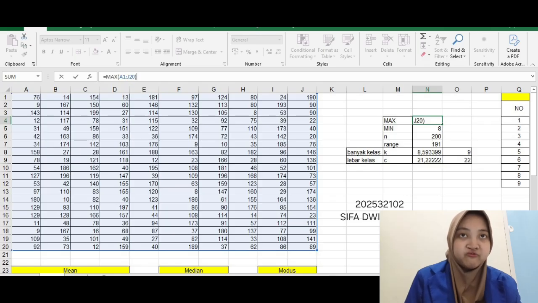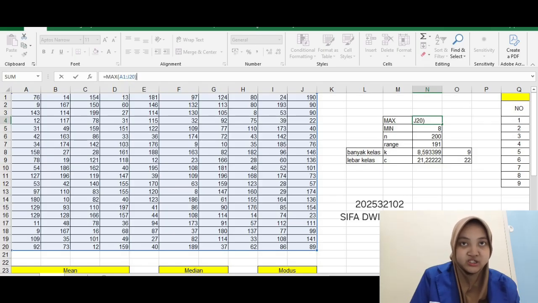2025-32-102. In this video, I will explain how to process group data statistics using Microsoft Excel. The topic includes finding the maximum and minimum value, creating frequency distribution, calculating median, mode, quartile, decile, percentile, variance, standard deviation, skewness, and kurtosis. Okay, first we have to find the value of max, min, and range.